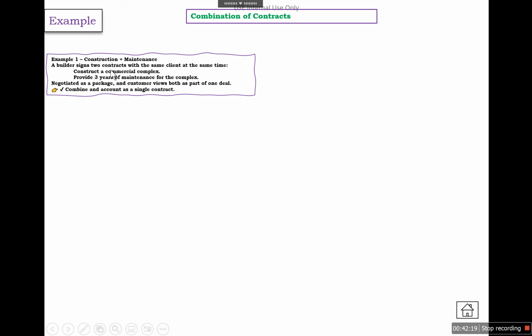For example, there is a contract for construction and maintenance. A builder signs two contracts with the same client at the same time that it will construct a commercial complex and will provide 3 years maintenance services for the complex. So in this case, it is negotiated as a package and customer views both as a part of one deal. So we should combine this contract.